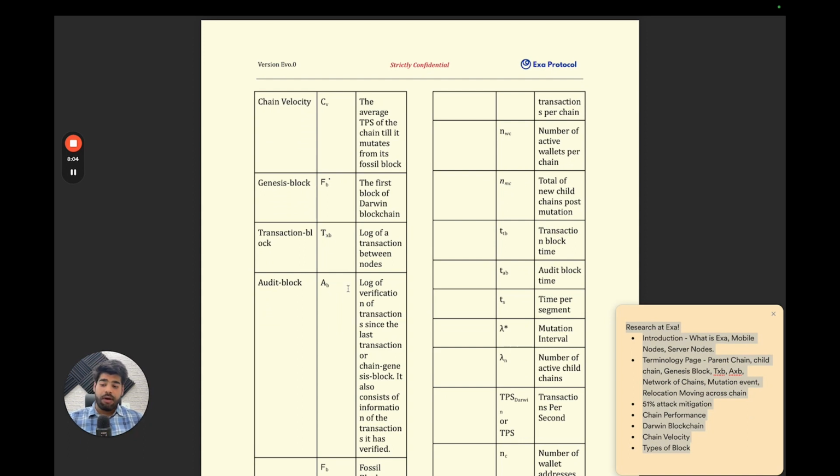We have audit blocks. The audit blocks are mined by the server nodes. The server nodes more or less go to a particular child chain and inspect what all the transaction blocks have been added so far. The frequency is such that, let's say, after 10 transaction blocks, an audit block is added by the server nodes. So the audit block basically verifies the previous 10 transaction blocks.